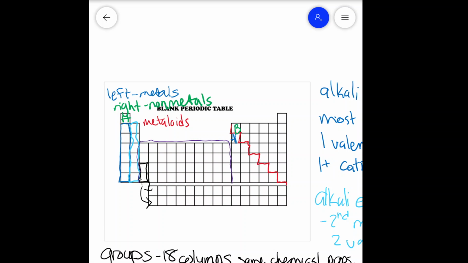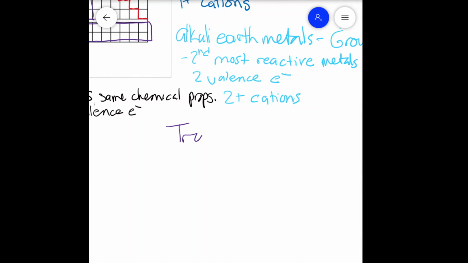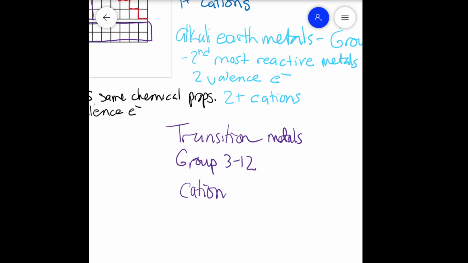So in the middle, groups 3 through 12, this whole middle section, and including these rows down here, because remember, they just get pulled out from that middle section. Those are the transition metals. And so the transition metals, that's groups 3 through 12, and they are going to form cations, but of various charges.